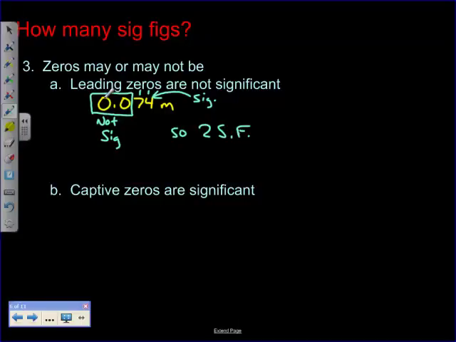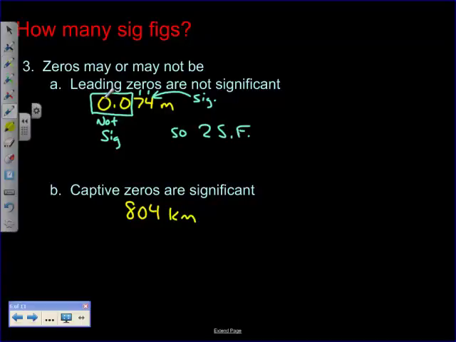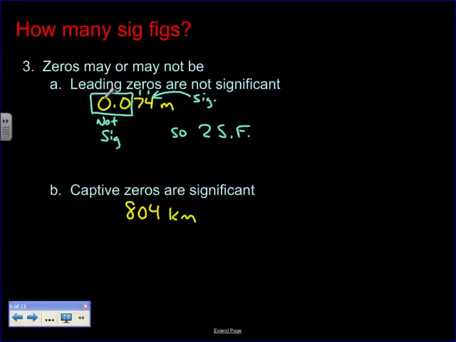The next part of that rule where we're trying to figure out zeros may or may not be, so leading zero is easy, never count. The next rule is pretty easy too. If it's a captive zero, it's always significant. And what we mean by captive is that it's a zero in between numbers that we know are significant.